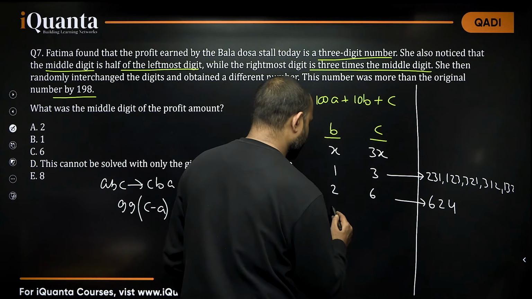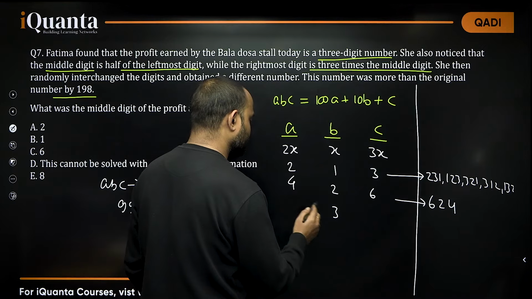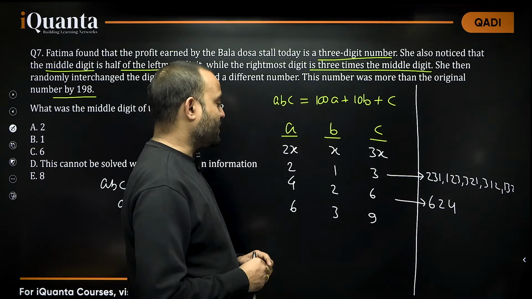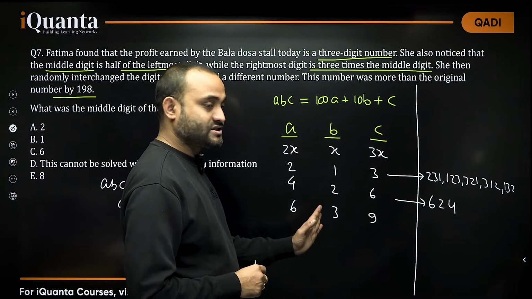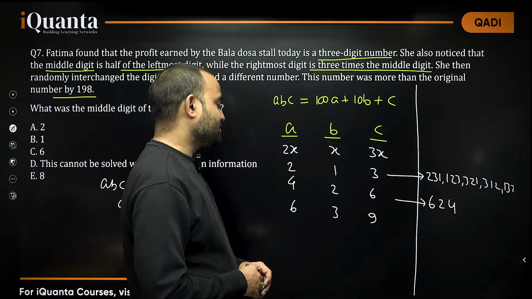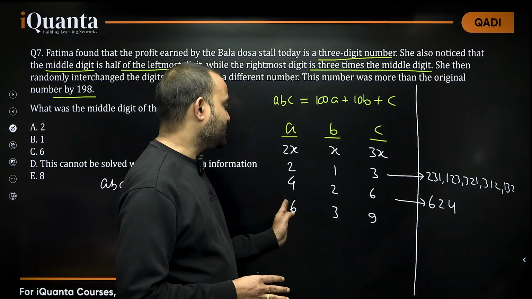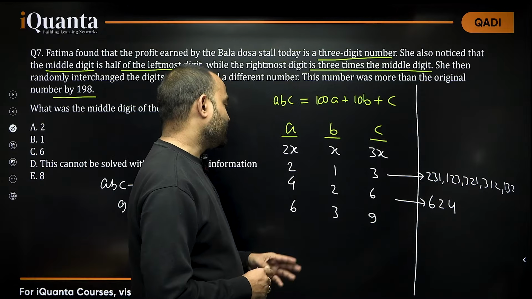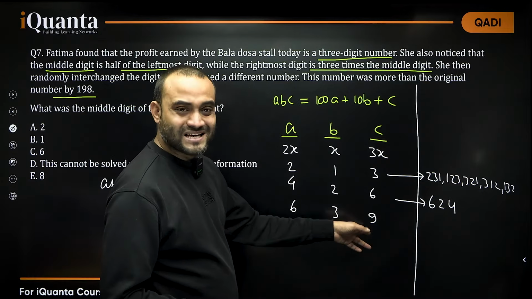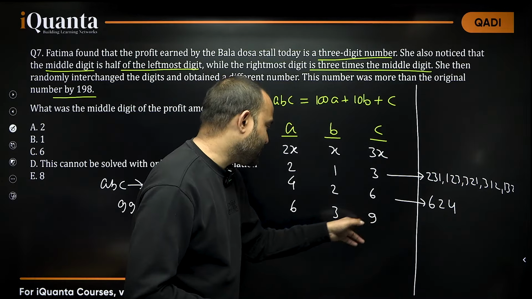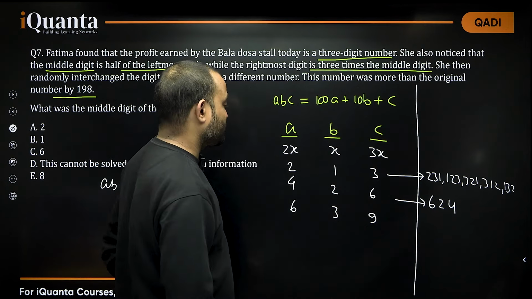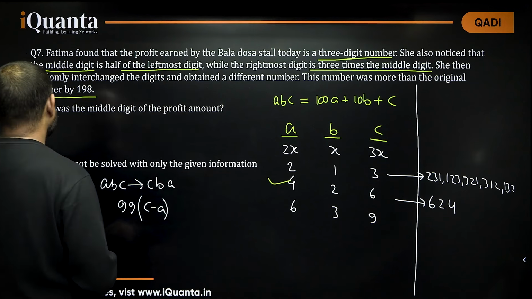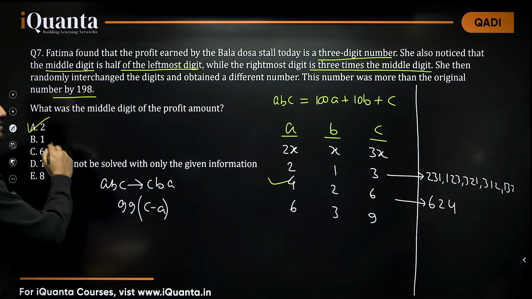If I take 3 here, then this will become 3 into 2, 6, this will become 9. Once again, the number by interchanging the digits should be 198 greater than this. No other number is possible, right? If I add 198 to this, we are getting unit digit as 7, right? If you add 198, 9 plus 8 is 17, that is not possible. So only one such number is possible, which is 426, and the answer is option A, which is 2.